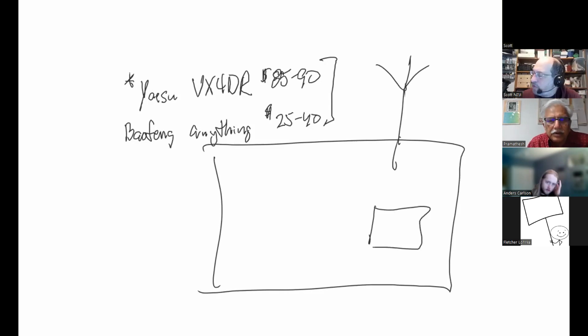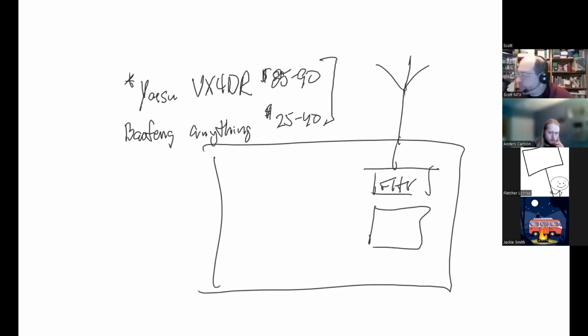Filters? Filters. Its range? Nope, right there. The quality of the components? Nope, components are the same. The difference is right here. Right there, the filter. The filtering on the front end of the radio.